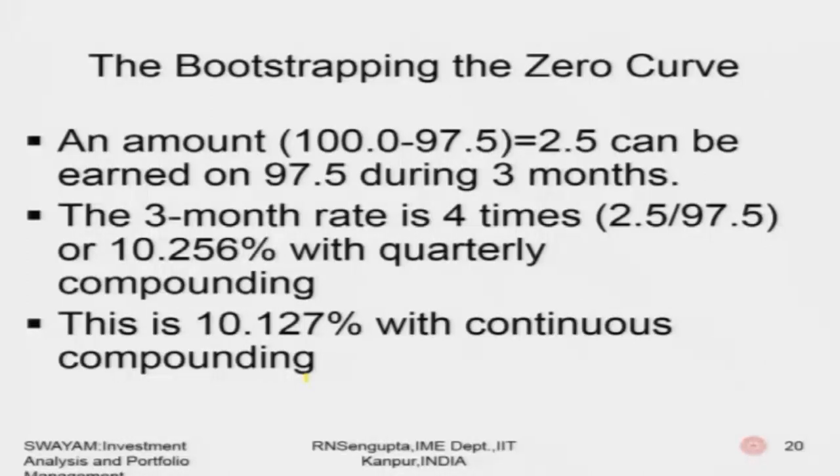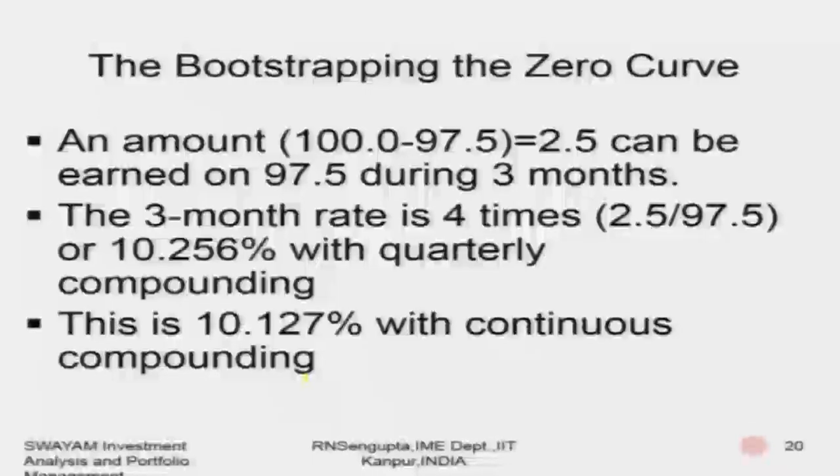Now, in the first case, if you consider the first row, the amount of 100 minus 97.5, which is 2.5, can be earned out of a value of 97.5, because, remember this rightmost column value, that value gives you the bond price. Bond price is basically the value which I will pay in order to buy that bond, or if I want to sell it such that both the seller and the buyer do not make any profit, that is the exact value of the price at which it would be sold and bought. So, 97.5 is that value.